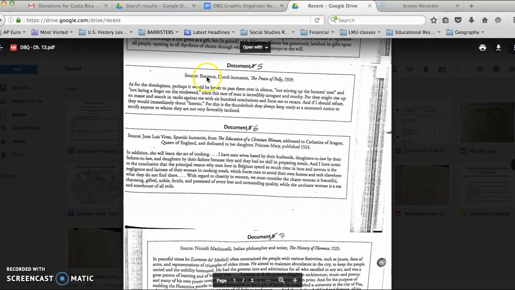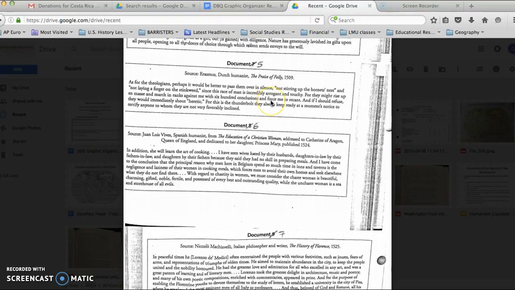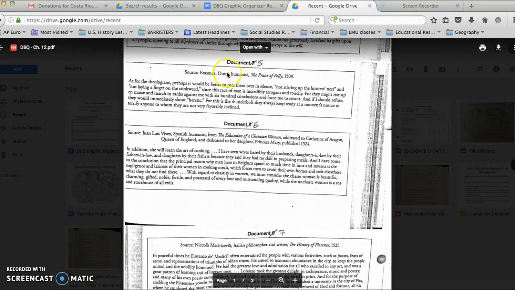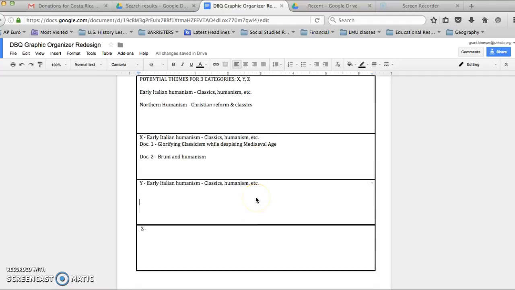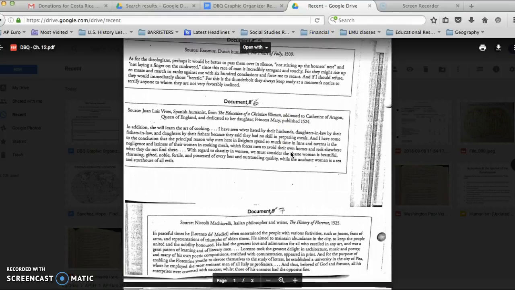Document 5, Erasmus. Finally we get to our northern humanists. Okay, so the Praise of Folly, and if you're familiar with that document, you know that more than likely it's going to be about church reform. So we have one we can throw here. Document 5, Erasmus describing church reform. And if you read it more specifically, which you're going to, you'll understand it's not necessarily directly about church reform. It's about something related to the church that he doesn't like.